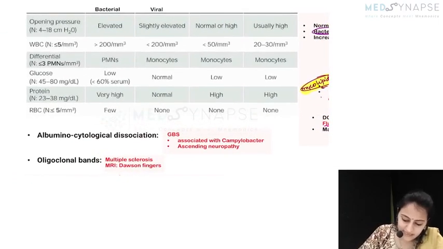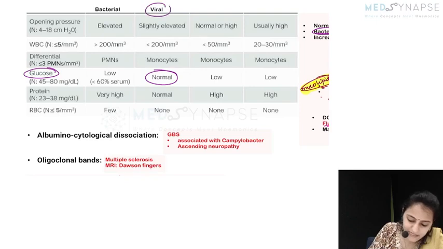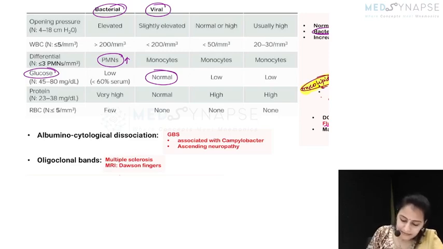So in the CSF, in meningitis, if the glucose is normal, it is viral. If the PMNs are increased, it is bacterial, right? The rest will have lymphocytes increased. That is what you need to look at.